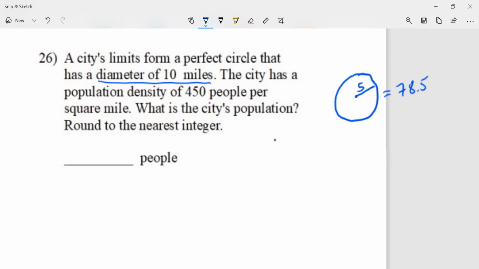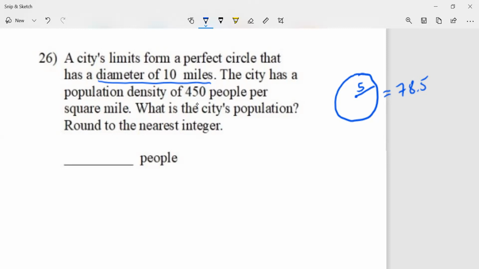But interesting though is that 78.5 square miles is how big my circle is, the area of my circle. Interesting though, it says my density has 450 people per square mile. I know the area of this city is 78.5 square miles, and they have 450 people per square mile. Okay, so what's the population of the city?